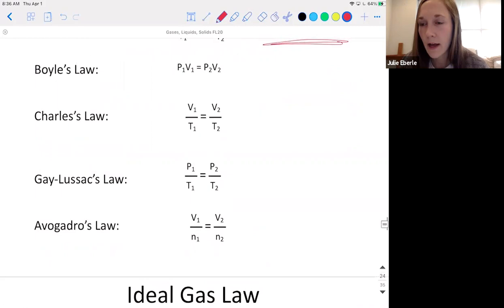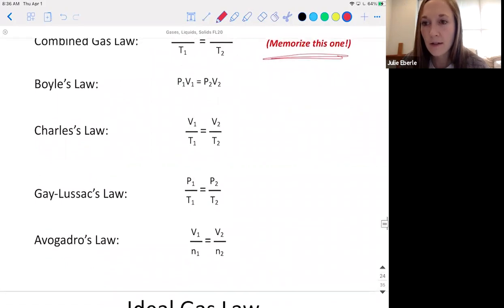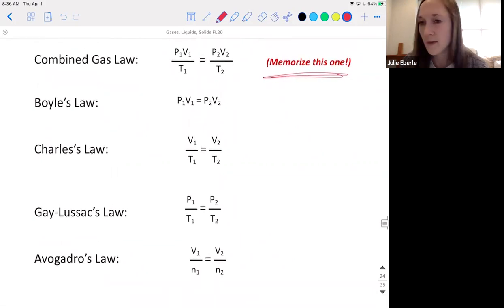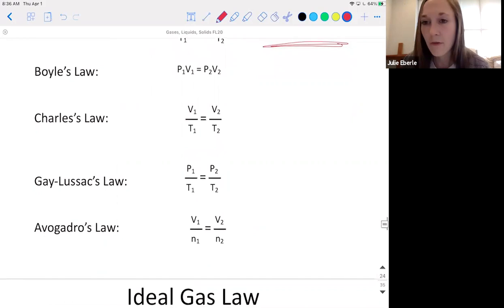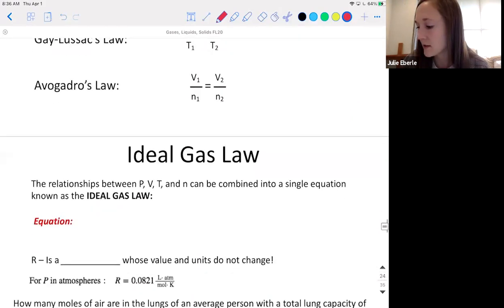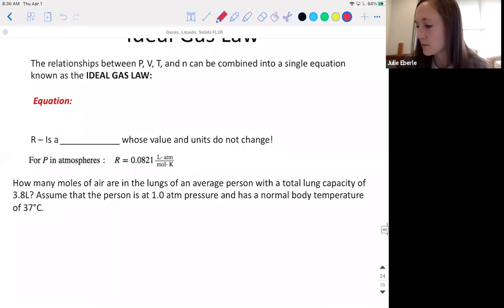I'm forging ahead, aren't I? I have some problems that I really want us to practice and work and get to. So I'm going to save some time at the end of lecture to go back and practice putting these into play. I'm going to introduce the very last gas law, the ideal gas law, and then we're going to work some problems.